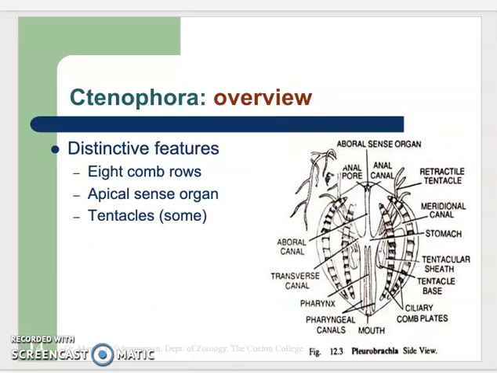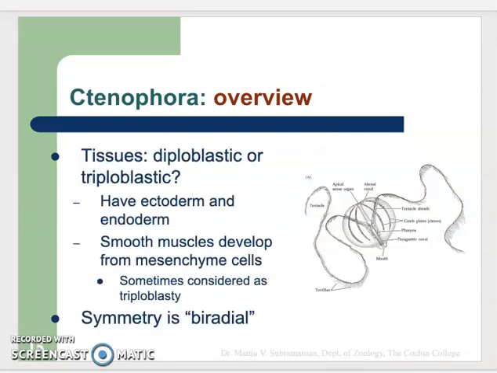So as an overview, we can see in Pleurobrachia there are the 8 comb rows. There is an apical sense organ. The tentacles are there. So these are the structural overview of Ctenophora.